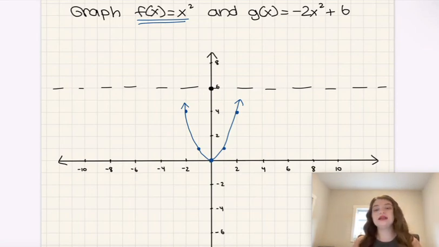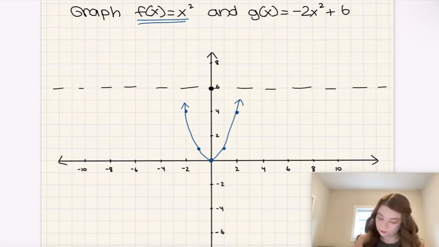Now, I also need to take into account what else is being done here, right? Because if it was just x squared plus 6, I could just draw all the other points in accordance with this one, and we'd be done. But in this case, we also have a negative 2 out in front. So what does that mean? Well, the negative sign means that everything gets flipped, right? And then the 2 means that everything gets multiplied by 2, right? So the entire pattern gets flipped and also multiplied by 2.